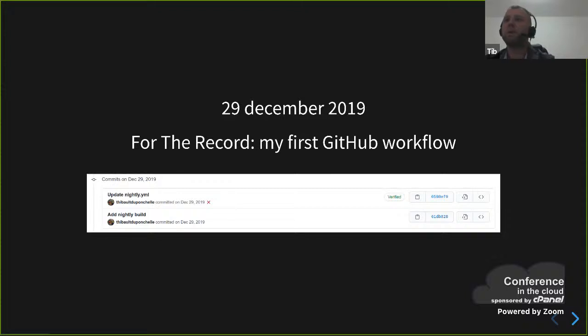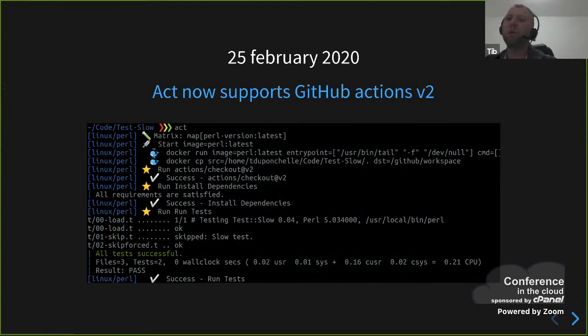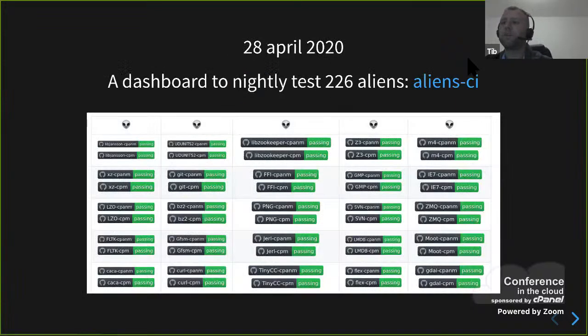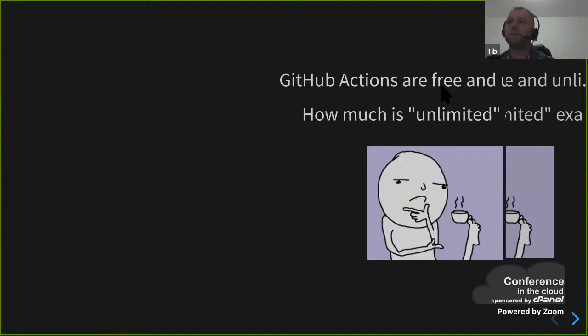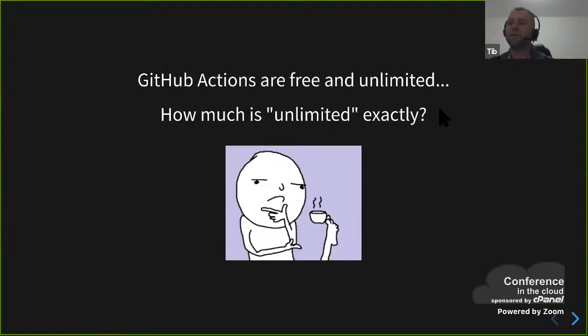February: Act now supports GitHub Actions v2. Act is a tool to run your GitHub Actions locally. Then I had an idea to try to industrialize GitHub Actions a bit, to set up a dashboard to continuously build Alien modules during the night and have a status during the day, and be able to fix them and do pull requests. Then after these 200 workflows in a dashboard, I was asking myself what the real limit of the GitHub Actions service was.